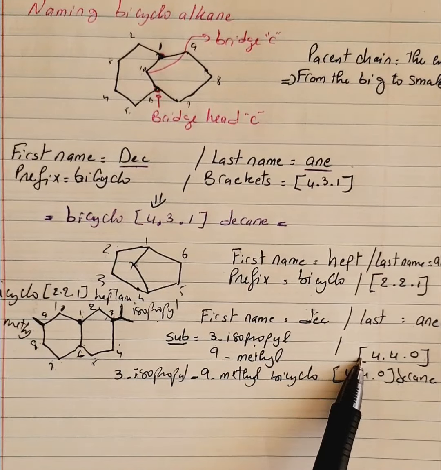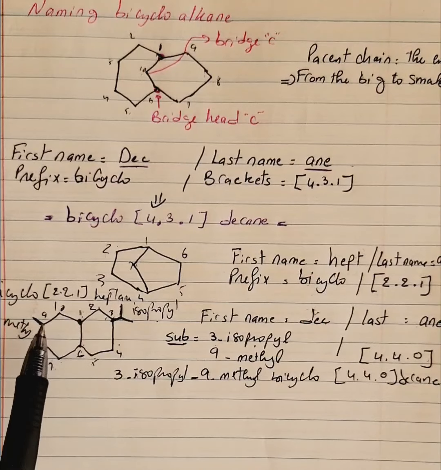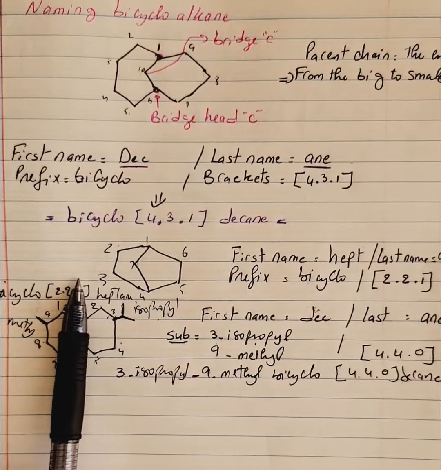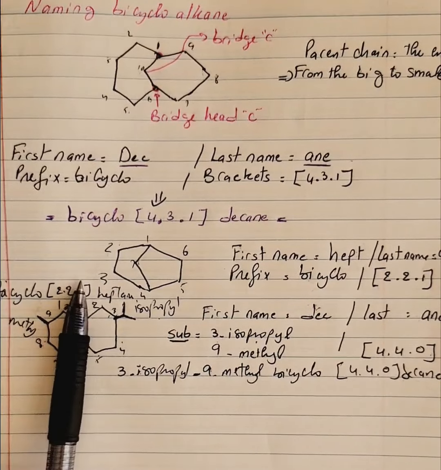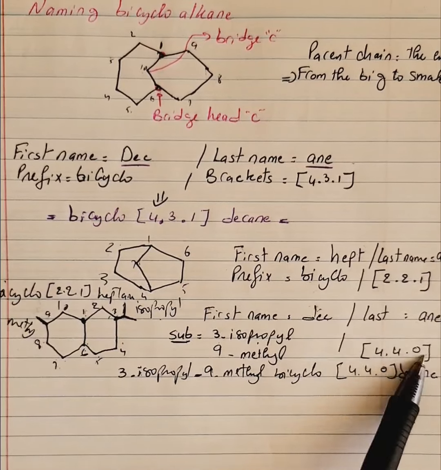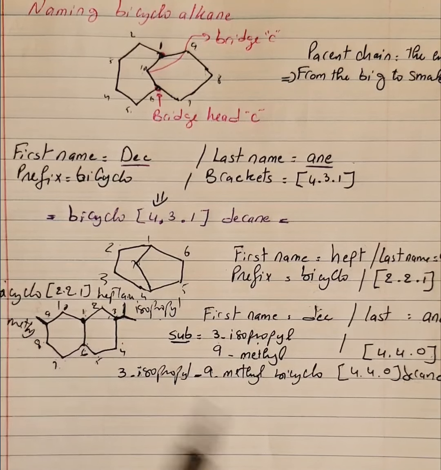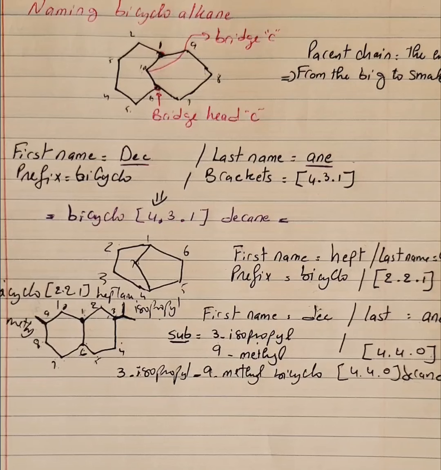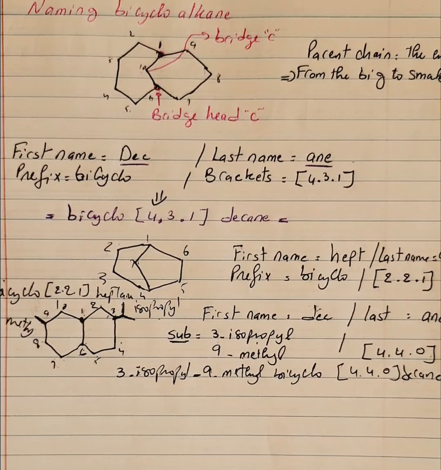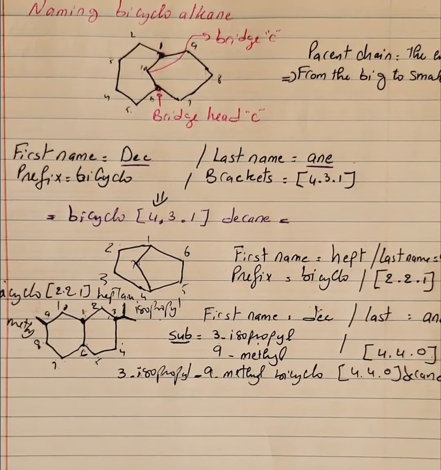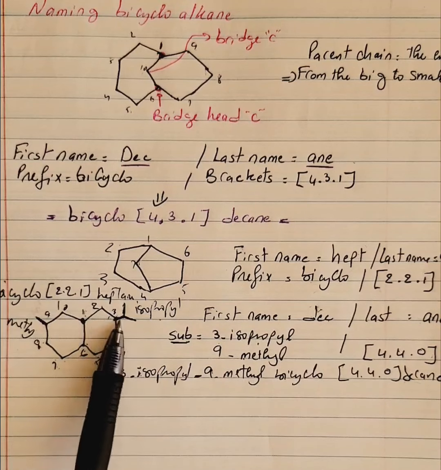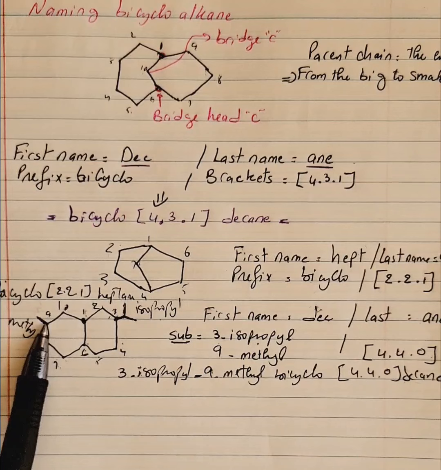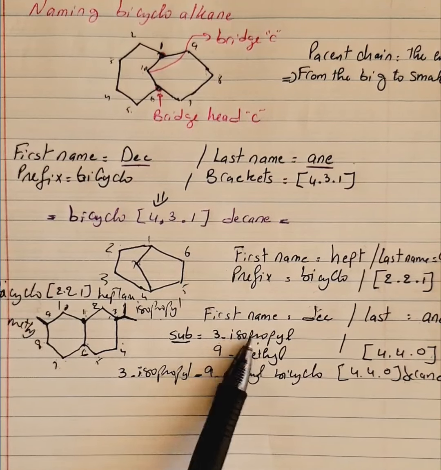And for the brackets, we have 1, 2, 3, 4, which are not attached. The same for this one, 1, 2, 3, 4. And 0 in the middle, since we don't have any carbon in the middle. Like here we have 1, here we have 1, and here we don't have any, so it's going to be 0. And for the substituents or the branches, on carbon 3 we have an isopropyl. For carbon 9, we have a methyl group.